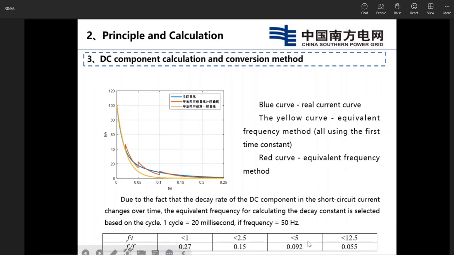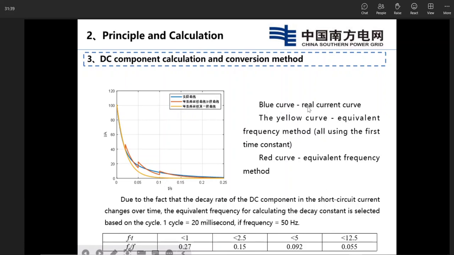What does it mean? If we want to know how fast the DC component drops at the second cycle, then we should use a new frequency. We call it equivalent frequency. The value of the new frequency is this number multiply 50. We use this new frequency to create a new impedance matrix.